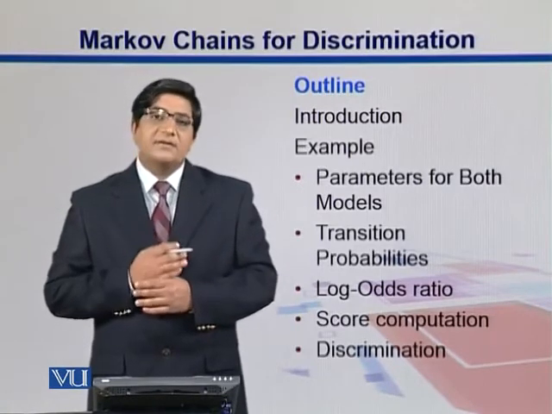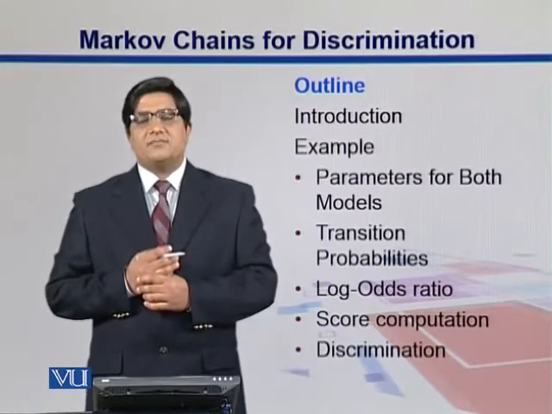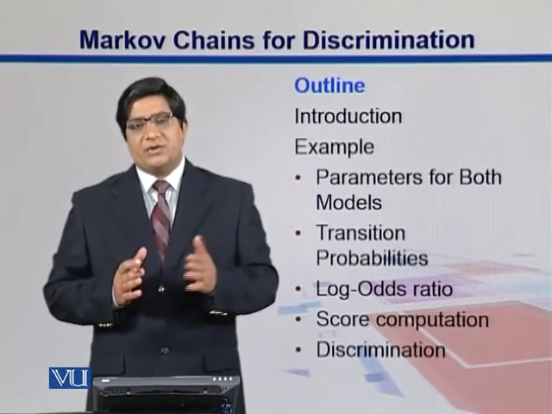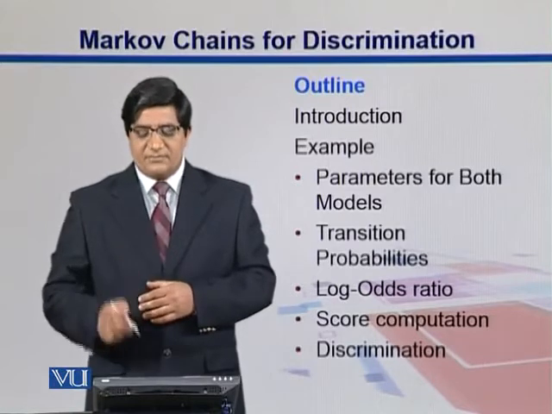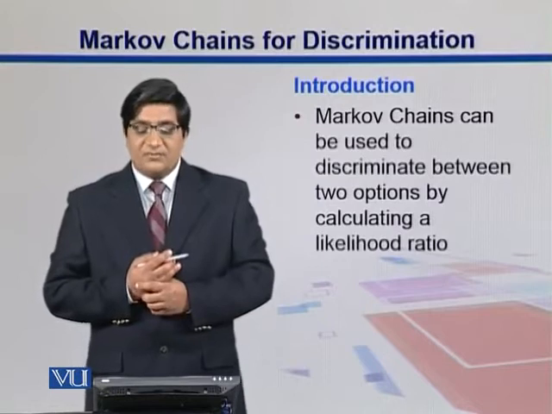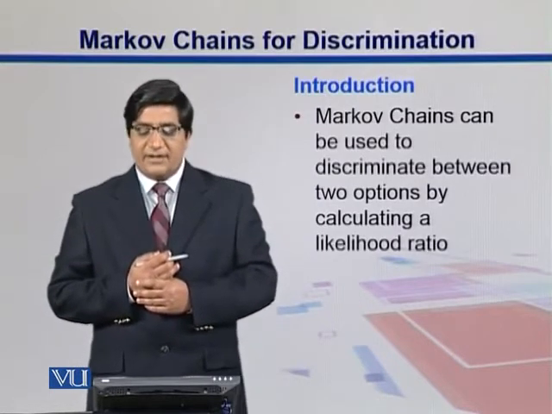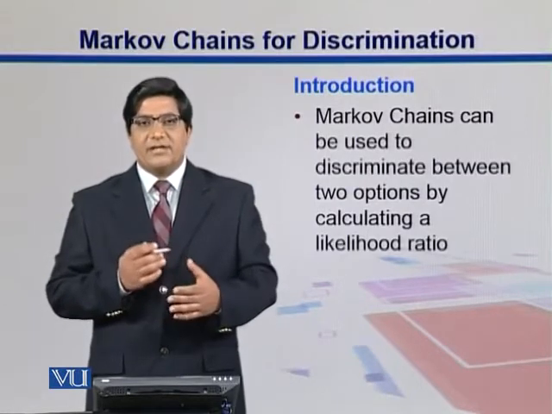We use that to do our promoter predictions. The best quoted example is the identification of CpG islands, so we'll talk about that in this section. We know that Markov chains can be used to discriminate between two options by calculating a likelihood ratio. In fact, we'll calculate a log likelihood ratio.